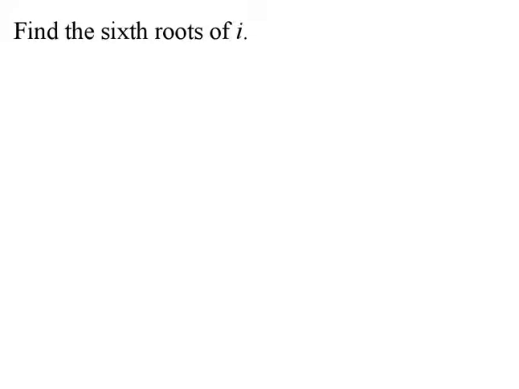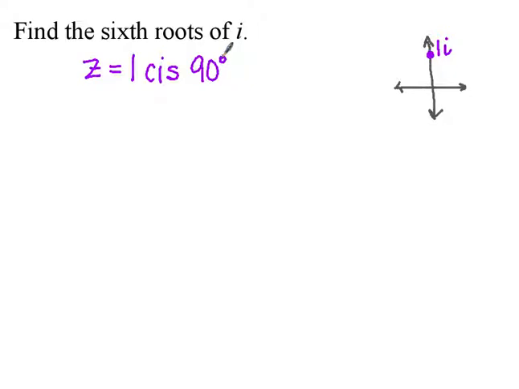So if I just want to plot 1i, where's 1i going to be? On the line, yep, straight. So this is where 1i is located. What is my radius going to be there? Radius is 1, cis, what's my angle? 90. So there's my power.